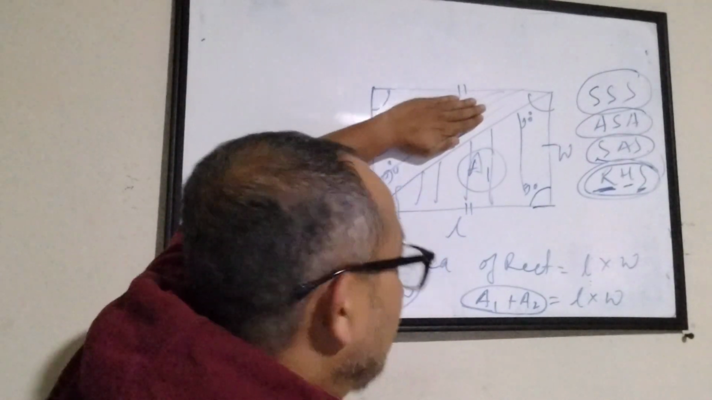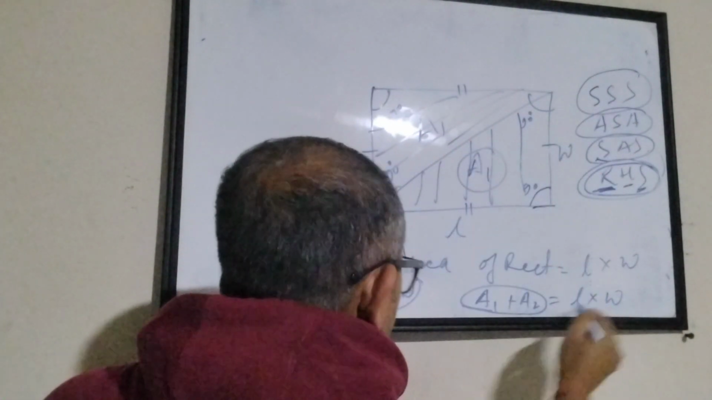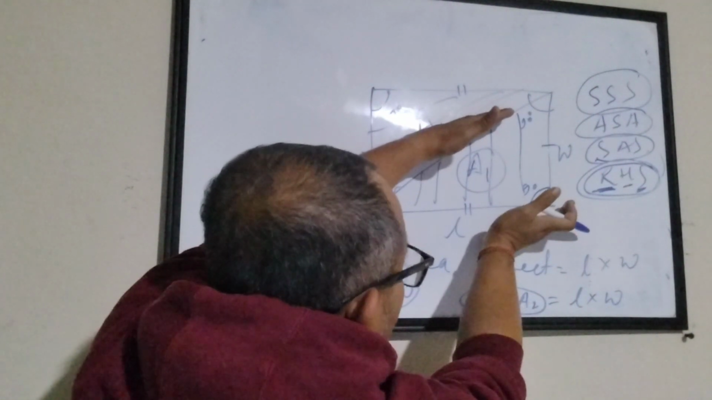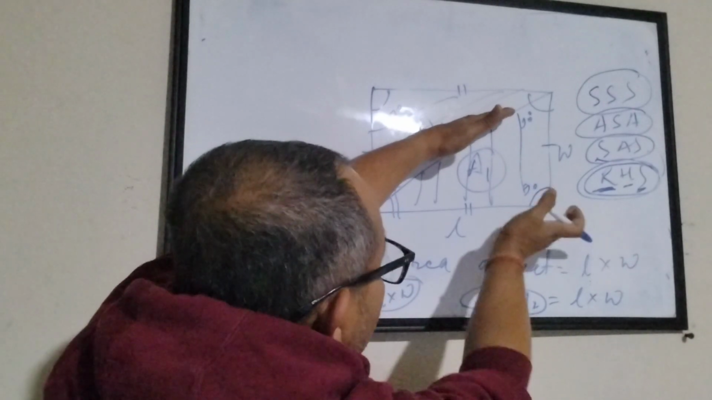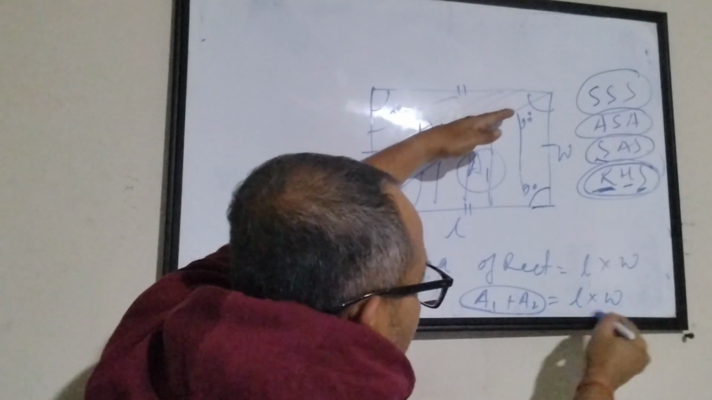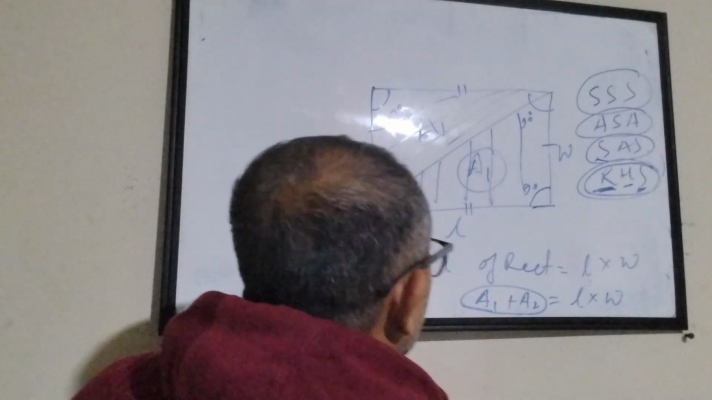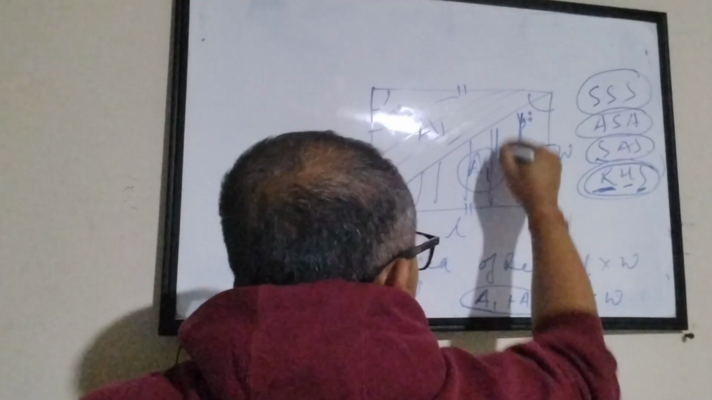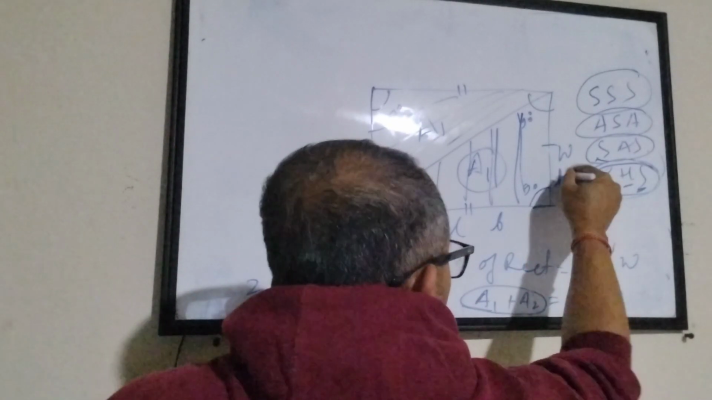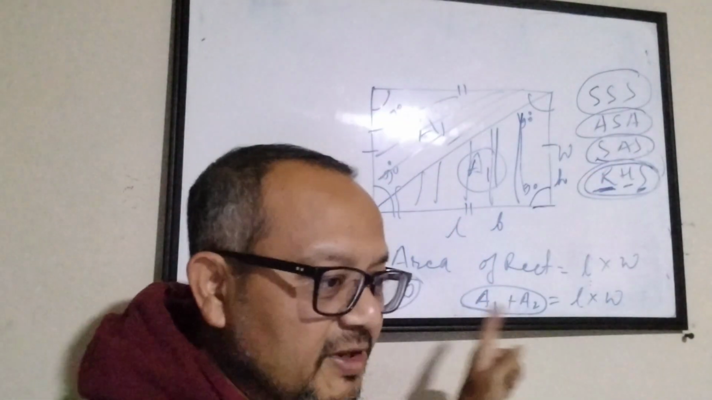The total area is length times width. So the area of one of the right angle triangles will be half of the total area, half of length times width. Or if you look at this as a right angle triangle, this is your base, this is your height. Half base times height.